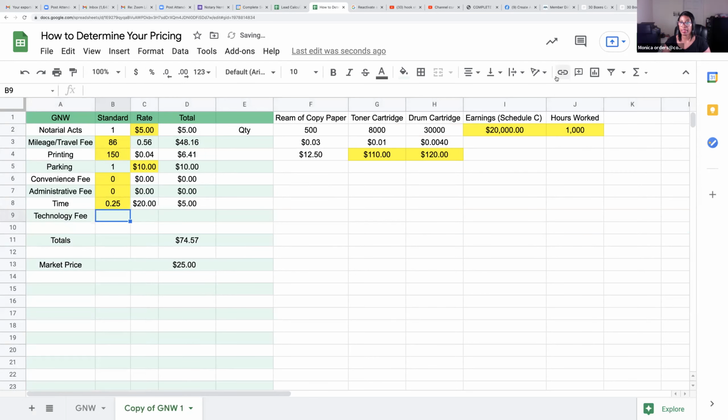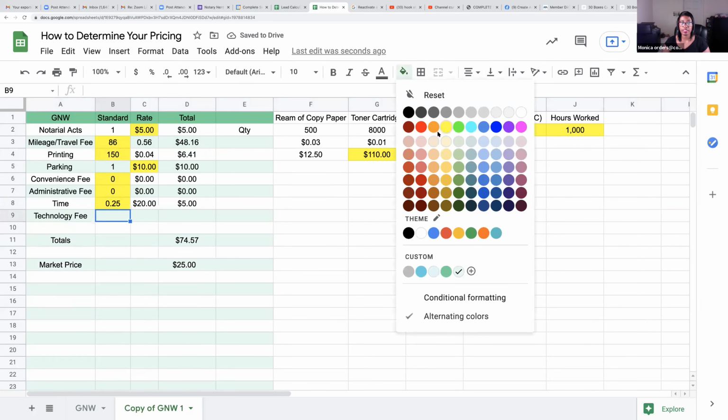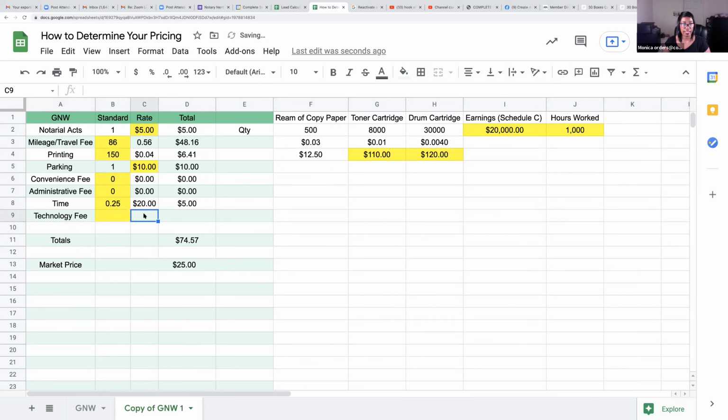Okay, and this is going to be an input that you enter. And then whatever your technology fee is, you're going to have to figure out how you're going to charge it, because they're so different. Whatever you put in this field here is what's going to come over here. So if you determine your technology fee is, I'm sorry, let me make that correct.